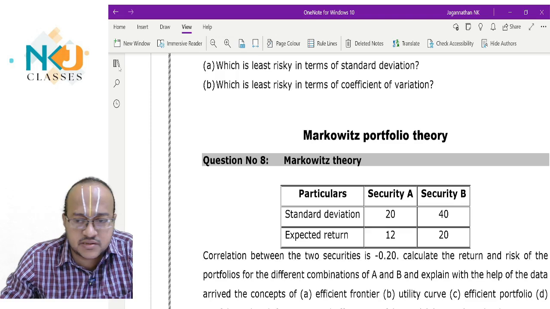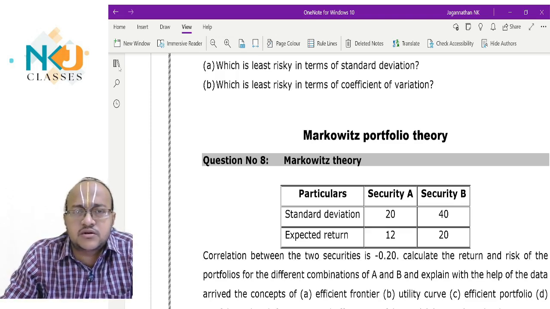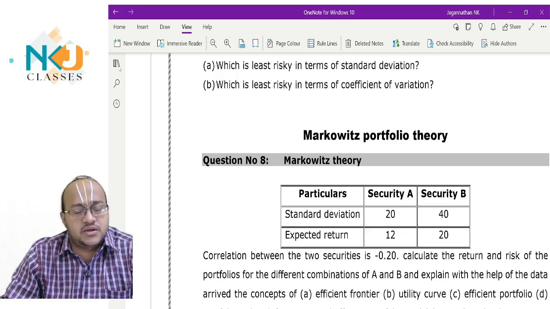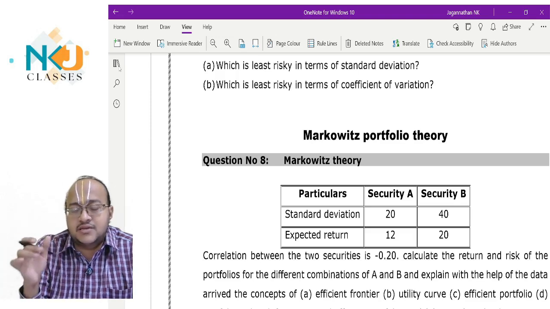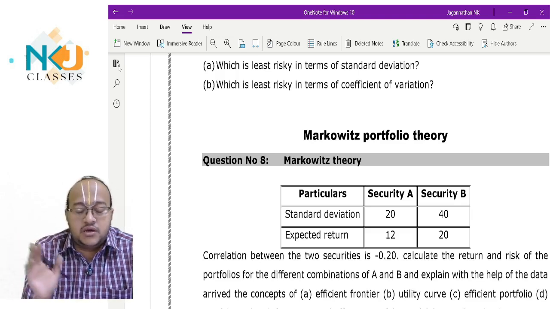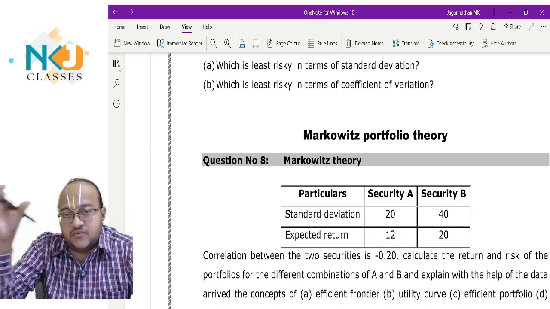All these things I discussed. In the correlation formula we saw, what is the formula for correlation? Covariance of x and y, the covariance between the two securities, divided by sigma x into sigma y. Now, what is the covariance? Covariance can be found under two methods: when the probability is not given and when the probability is given.